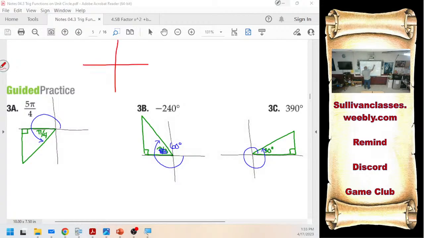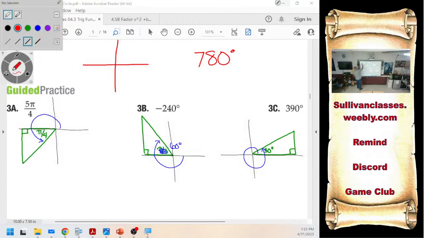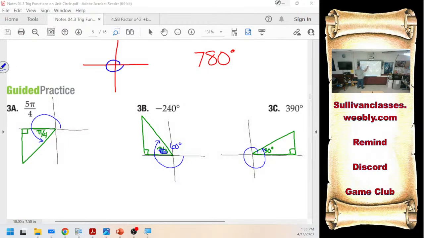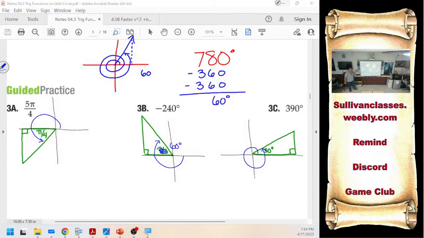What if I said, what is the reference angle for 780? Well, here's 360. Here's 720. Well, don't you have to get... be 30. Well, wouldn't it be 60? 60. Oh, I'd take away a full revolution. I'd take away another full revolution. Okay. So it's how much you have to take away.